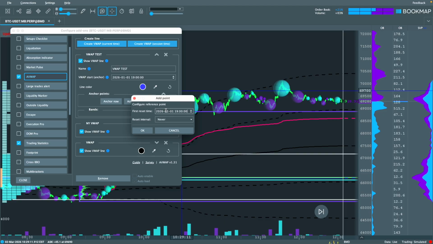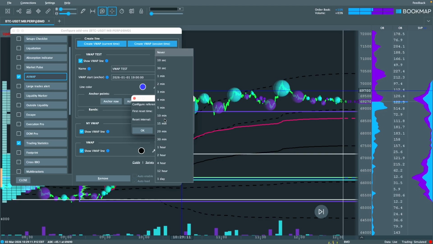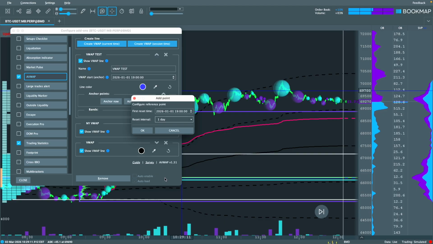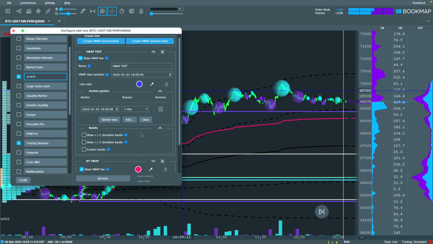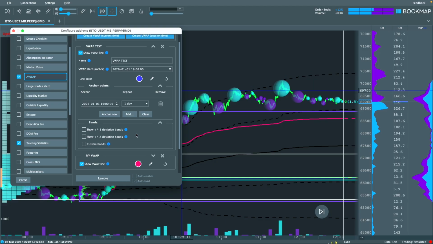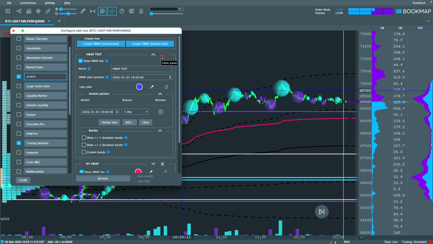And now what we're going to do is copy and paste the same exact date and time as the anchor we used before and paste that into here. Then after that, choose 1 day for the interval. And if you want, you can come down here and add any deviation bands you want. And that's it. Next, just pick your colors and you're good to go.